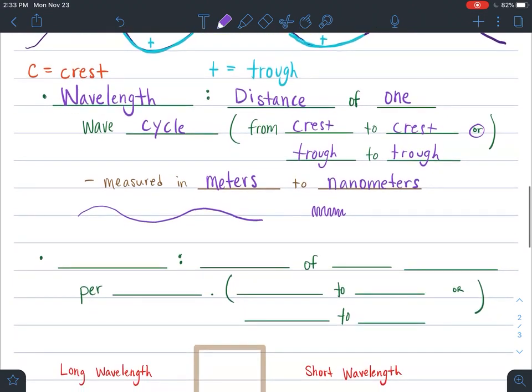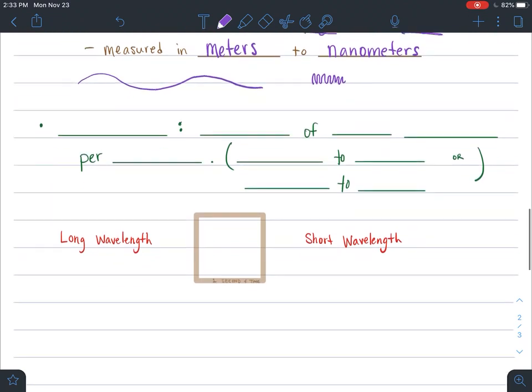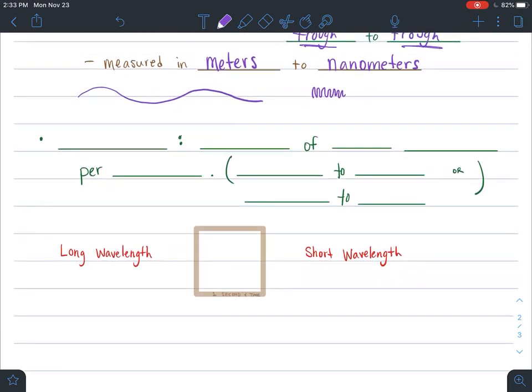All right, so you can see how the crest and the trough become important frameworks or reference points for us to be able to use, so we know what the wavelength of a wave would be. The other wave attribute that we're going to define is the frequency of a wave.